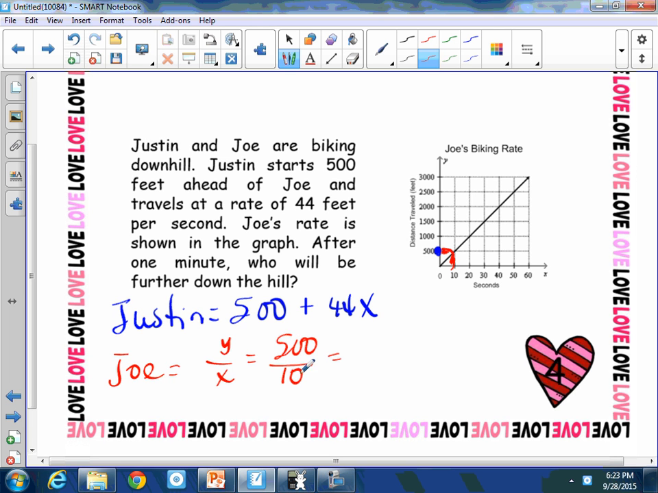The second, the x would be 10. 500 divided by 10 would be 50 feet per second. So who's faster? Joe, because Joe would be 50x, okay? While Justin, it's only 44.